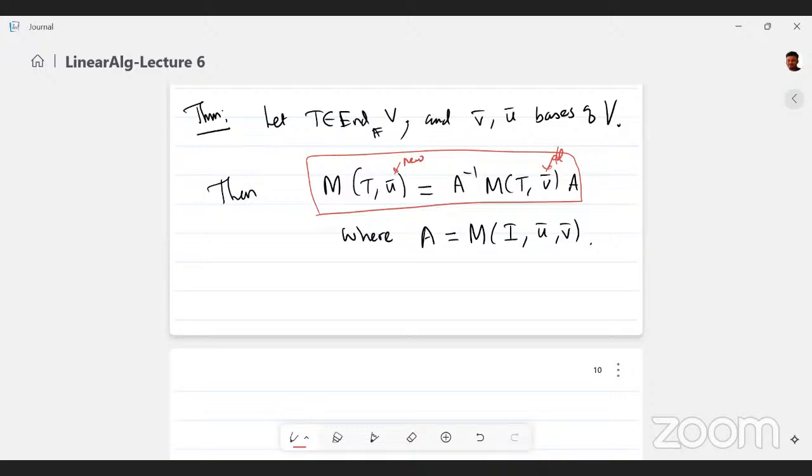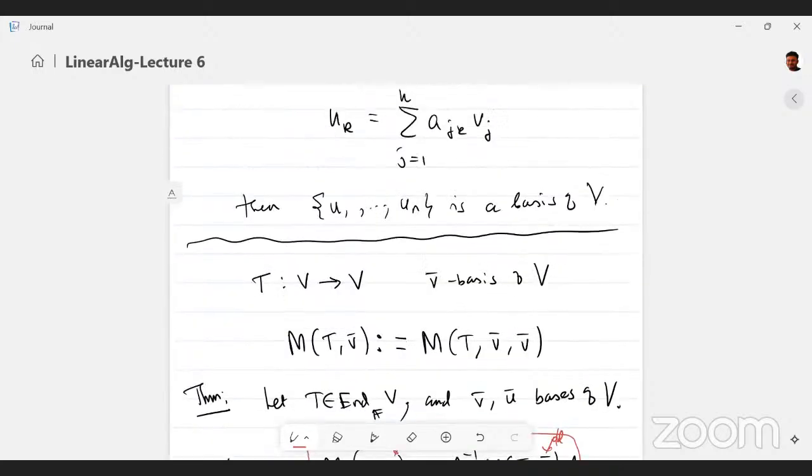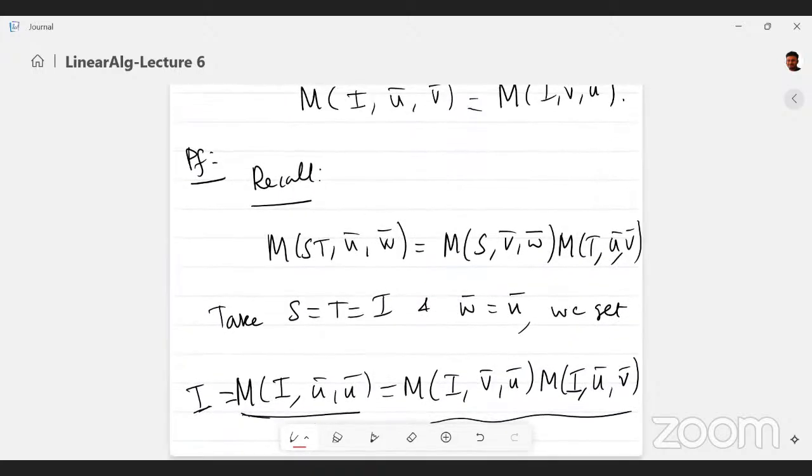So that book. Okay, so let's prove this. Of course, the proof actually just uses that formula. Let me just recall this formula. So what we will do first, we take W bar to be U bar, and then S to be identity. This is the star, remember.